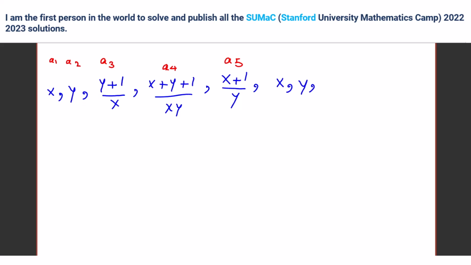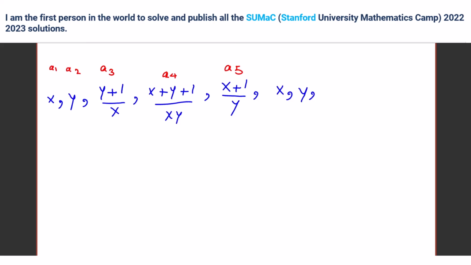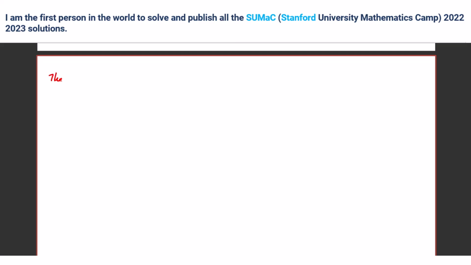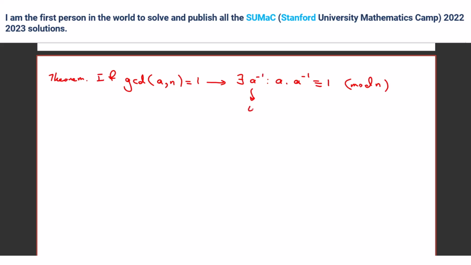Okay, I see. And then this one is not answered, so we will also work on this. Let me tell you a theorem. If the GCD of A and N is 1, then there exists A inverse such that A times A inverse is 1 mod N, okay? And A inverse, we can check, is unique, okay? Only one A inverse. And it's not hard.